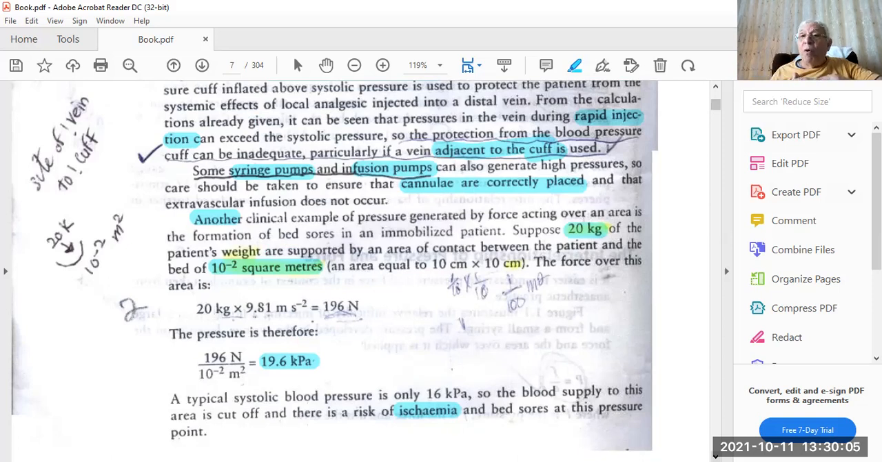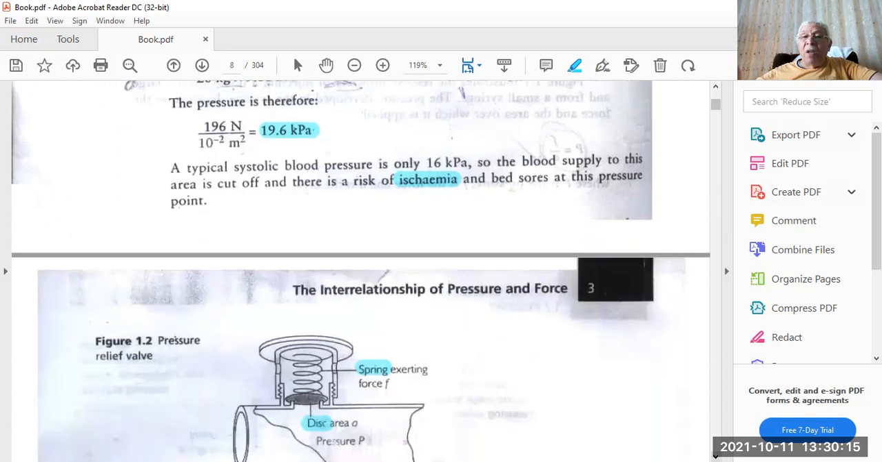which is much more than the 16 of the arterial blood pressure. This will cause, of course, ischemia. This is the second application of what we know about the correlation between force and pressure.